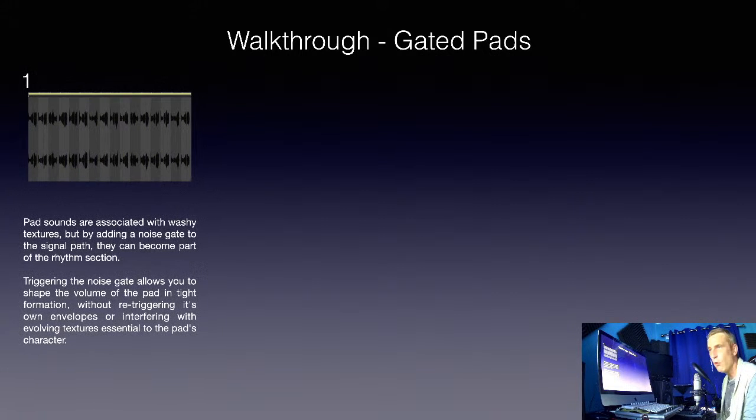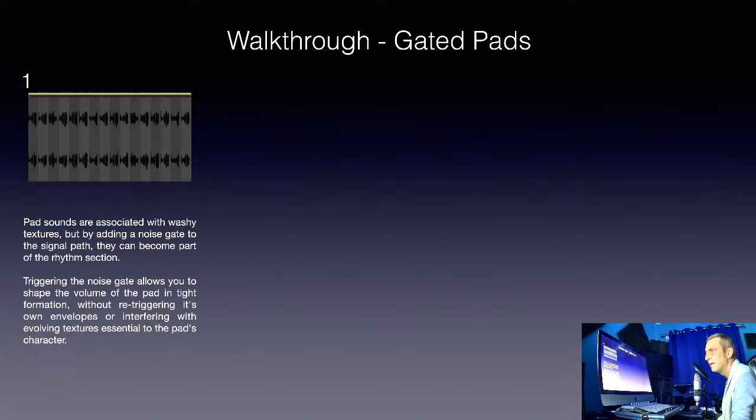So the second part is to, rather than having pads sitting in the mix and just taking up all of the bottom end, we will sometimes want to make them gated, make them move with a kick drum with some compression, or gate the actual sound to create a rhythmic pattern like a trance pad, etc., or an R&B gated type pad sound. So pad sounds are associated with washy textures, but by adding a noise gate, the signal path can become part of the rhythm section.